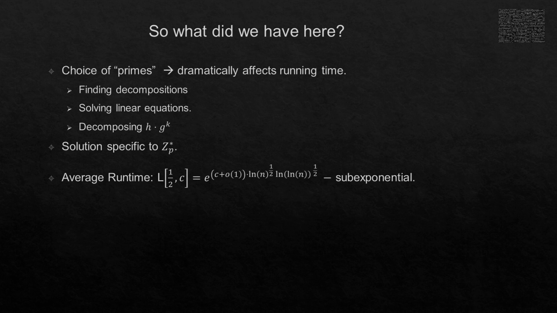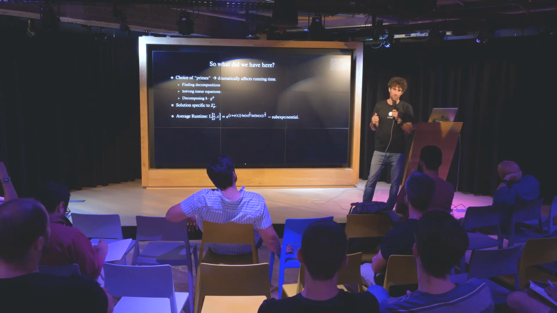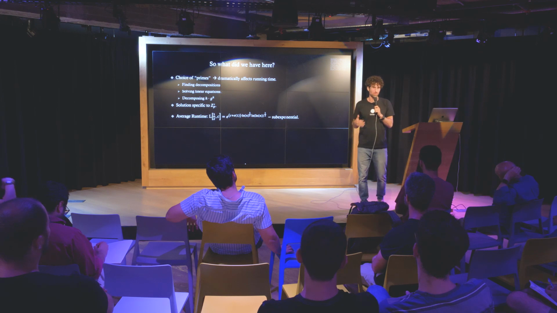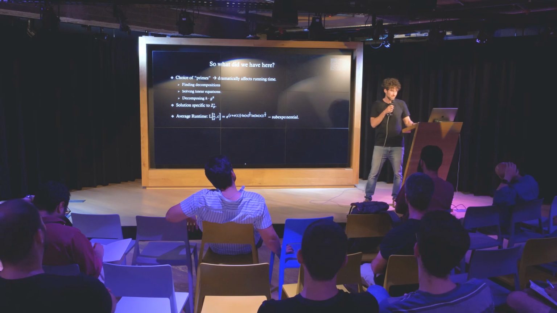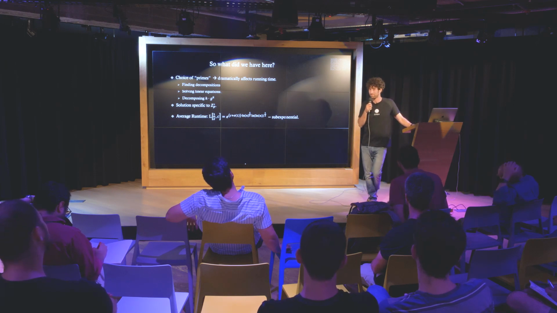Is this for any group? No. In this example, you heavily depend on the fact that Z_p star is the group of invertible elements of a field. So the field structure here is very important. You use it to do Gaussian eliminations. This method does not apply in any sense to elliptic curves, for example.